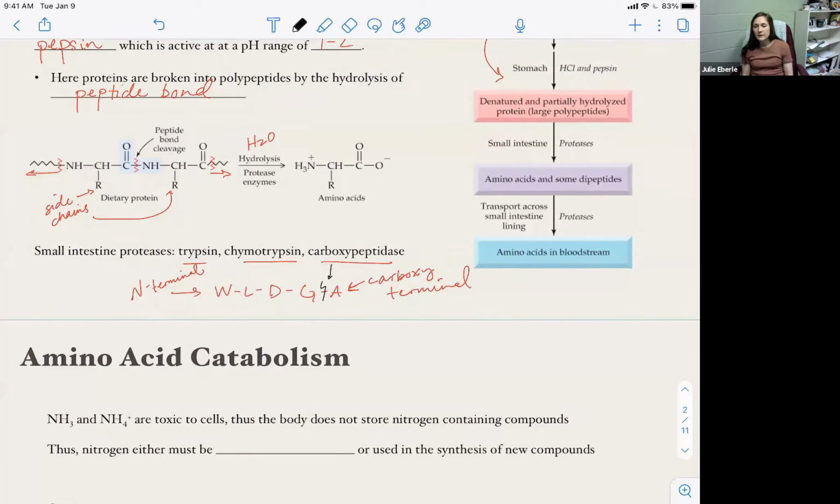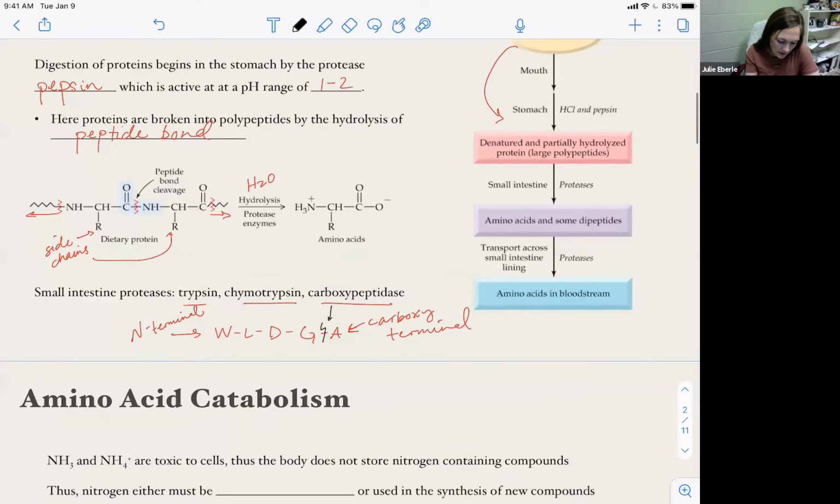Chymotrypsin and trypsin, do you guys remember where they cleave? Doesn't the chymotrypsin cleave the aromatics? On the carboxy terminal side of aromatics. Well, all of them are on the carboxy terminal side. And then the trypsin cleaves at lysine, arginine, right? Yes, positively charged amino acids: lysine, arginine, and sometimes histidine. So that's the small intestine worked on by proteases. After that, we have individual amino acids.